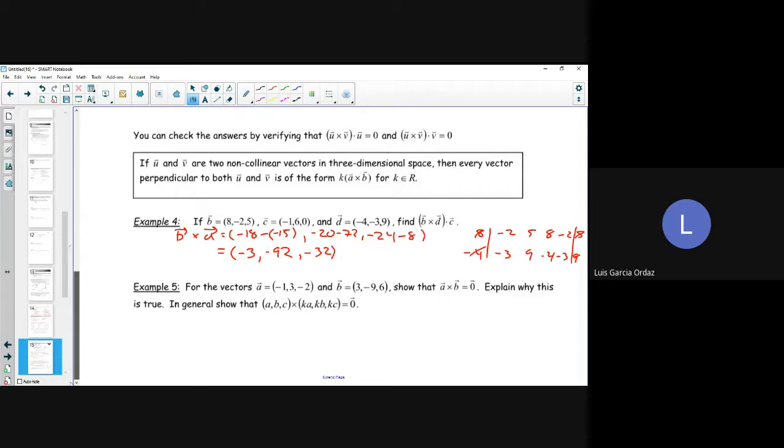So now I want you guys to do the last part, which is to take the cross product that I got and dot product it to vector c. So what would b cross product d dot product c give me? So I have to take this now and dot product it to my vector c, which is -1, 6, and 0. So who can tell me what my result is going to be? And see if you guys remember how to do the dot product.